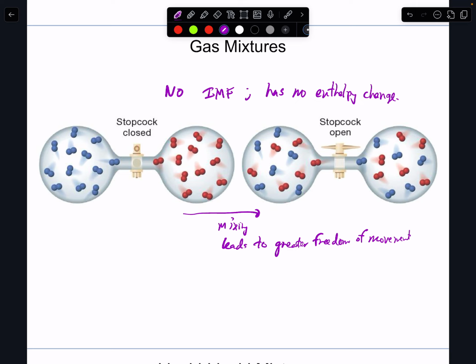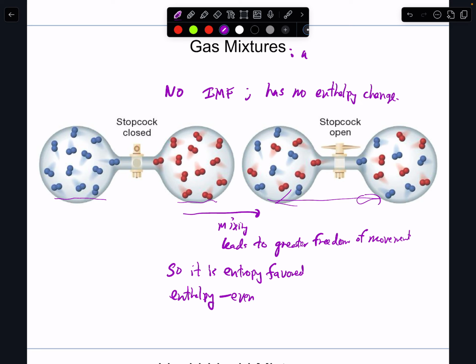So on the left-hand side, the blue molecules can only be in one of the containers, and the red only in one of the containers. On the right-hand side, they can both be in both containers, so they both have greater freedom of movement. So it is entropy favored, and enthalpy is like even. So gas mixtures are always favored to mix.